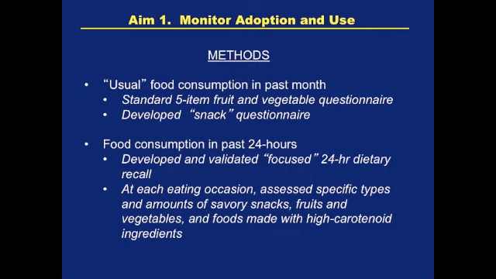But for usual food in the past month, we had this standard five-item questionnaire on fruits and vegetables, which has been used throughout the US for many years. And we had to develop a snack questionnaire because no one had ever attempted to study snack food consumption in detail. So there are different types of snacks, and each type of snack might have a different formulation. Maybe it's regular fat, maybe it's reduced fat, maybe it's non-fat, maybe it's Olestra fat. So it gets very complicated in how you assess exactly how much of each type people are eating.